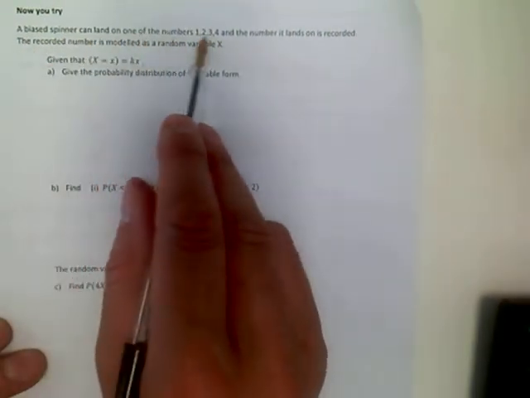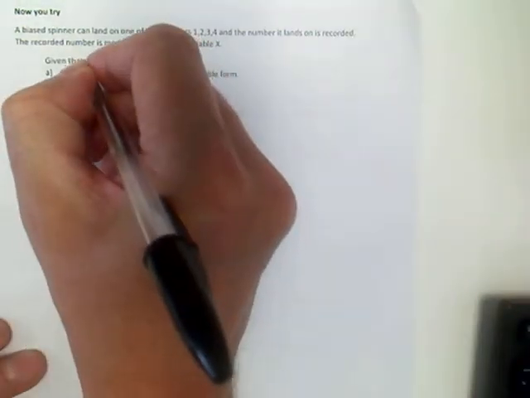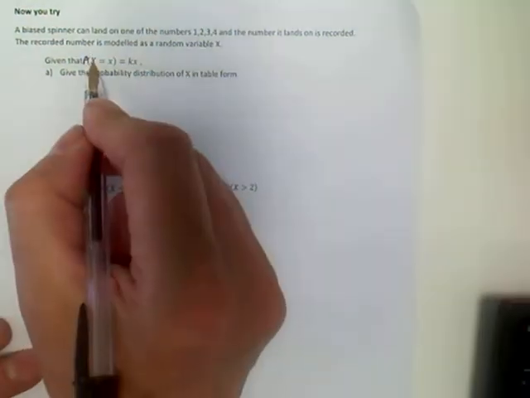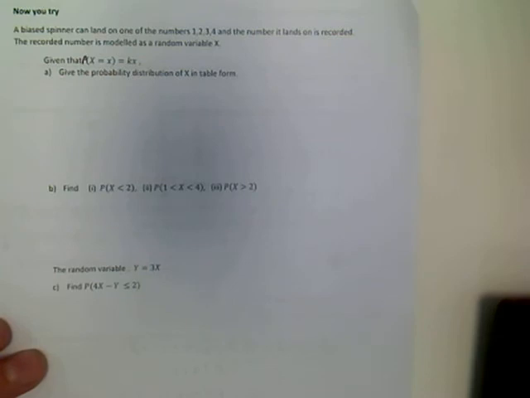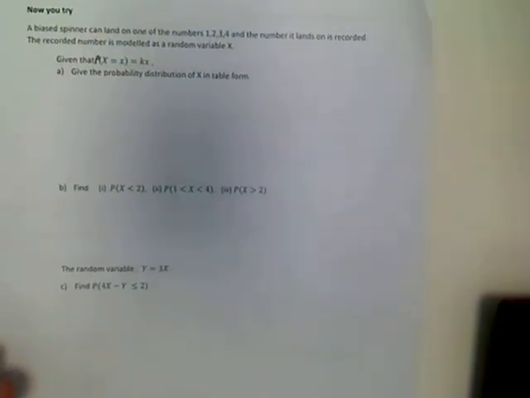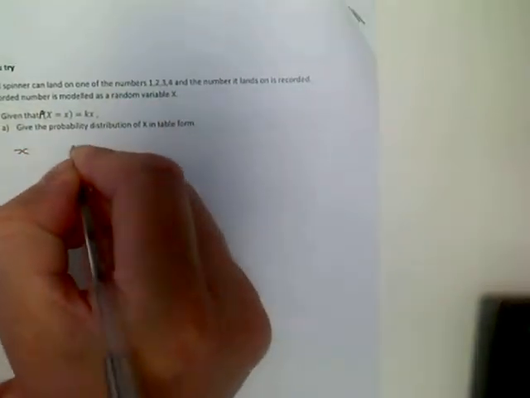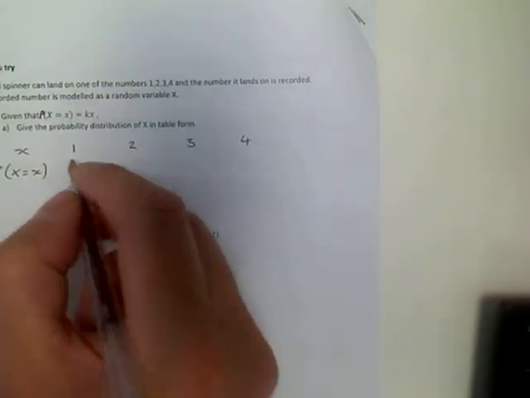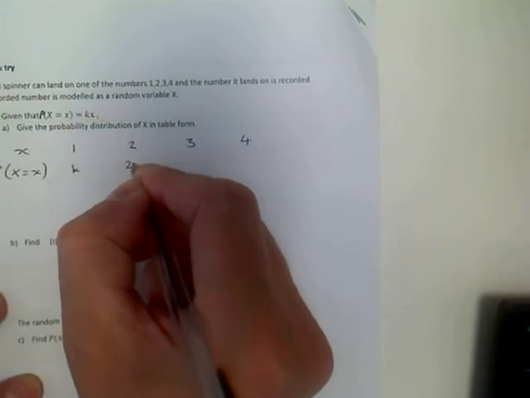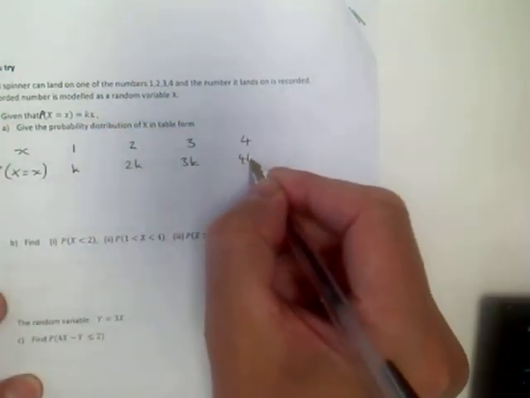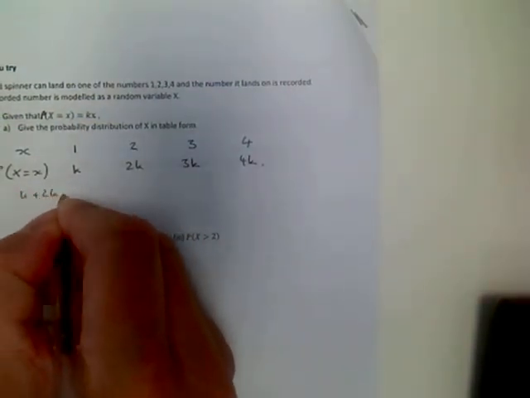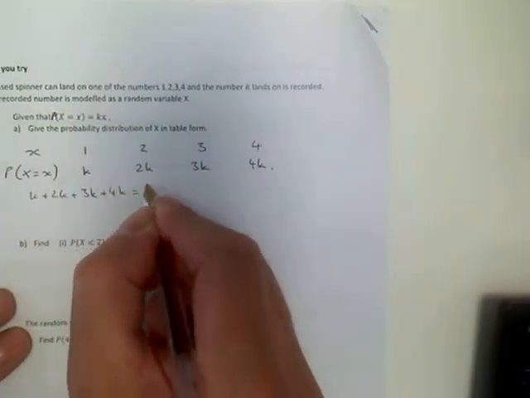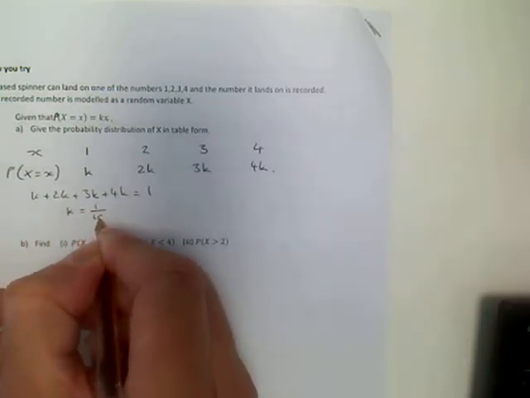A biased spinner can land on any one of the numbers 1, 2, 3 and 4, and the number it lands on is recorded. The recorded number is modelled as a random variable. Given that, I think there's a missing P there, there is a typo. So the probability of x being equal to x is k times x. So I'm going to write out the different values that the variable can take, 1, 2, 3 and 4. The probability of x being equal to x is k times x, so that is k, 2k, 3k, and 4k. So we know now that k plus 2k plus 3k plus 4k equals 1, so k equals 1 over 10.